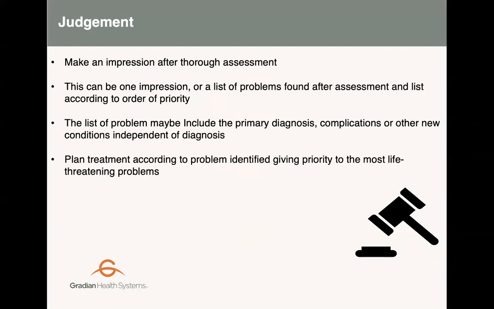After all that assessment, you have to make sure you have an impression or judgment of the whole assessment, and you are supposed to list the problems found in order of priority. You may include your diagnoses and complications that were noted to be arising either from the disease progression or from the treatment, perhaps some new conditions independent of the diagnosis, and also impending complications that you postulate may arise in the course of the care you are giving. Then plan treatment according to the problems identified, giving priority to the most life-threatening problem, which should lead your whole thought process in terms of intervention.